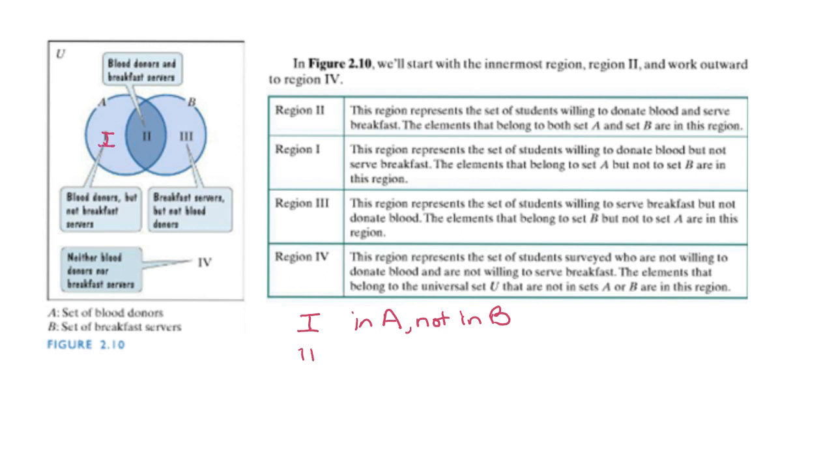For region 2, the elements are in both A and B. So that's right in the middle. That's that common element, the sharing common elements.